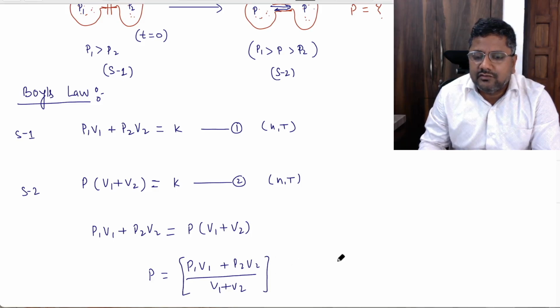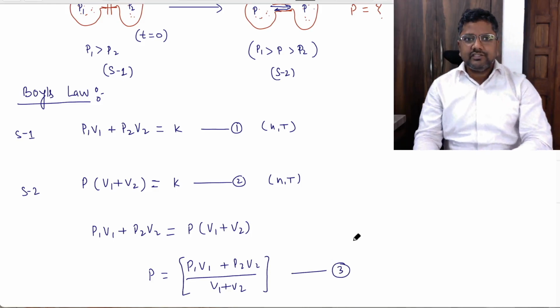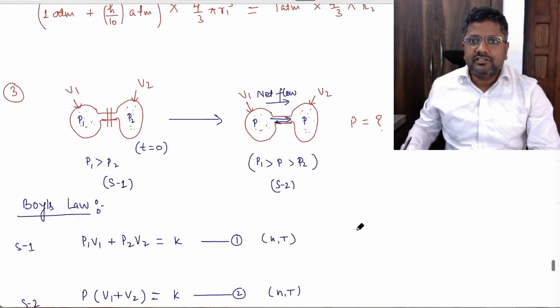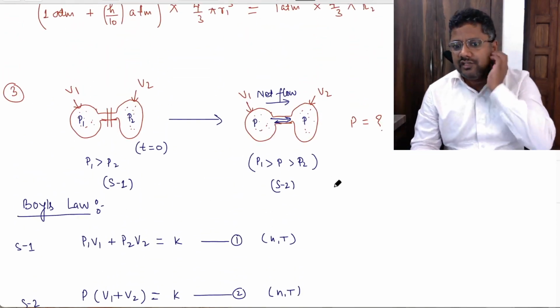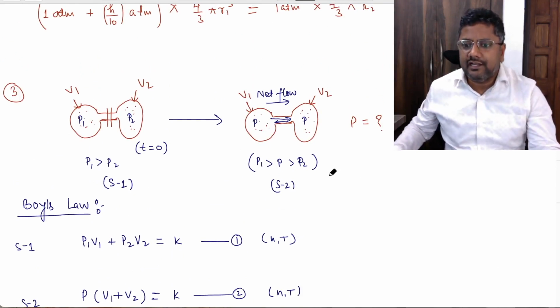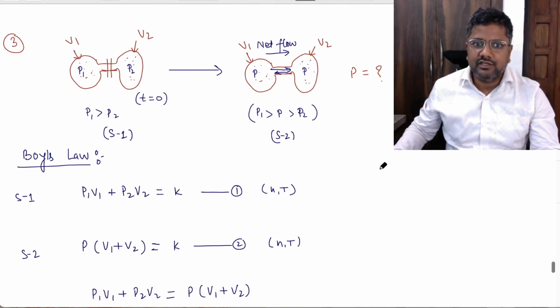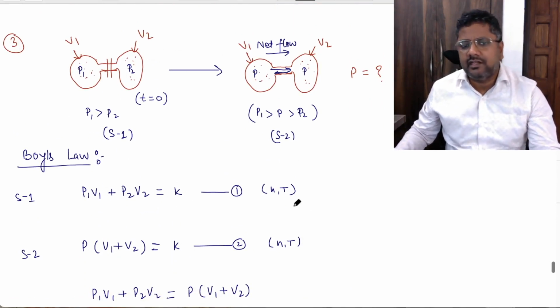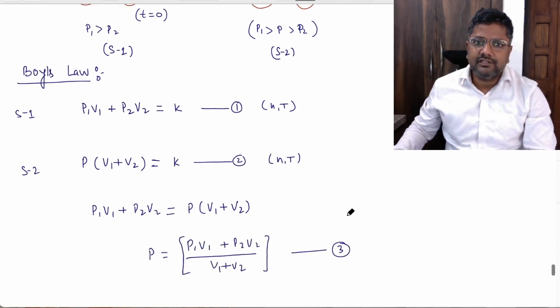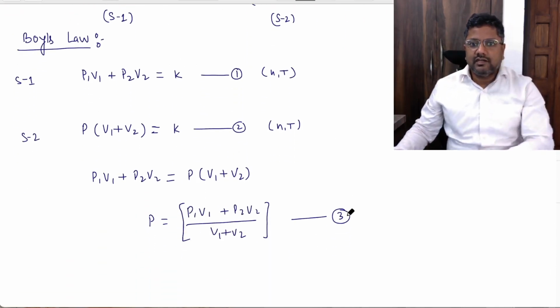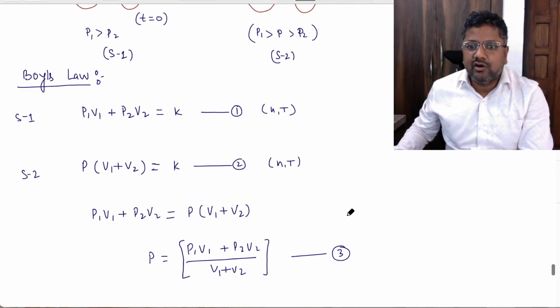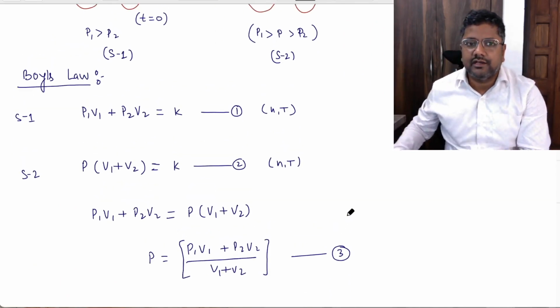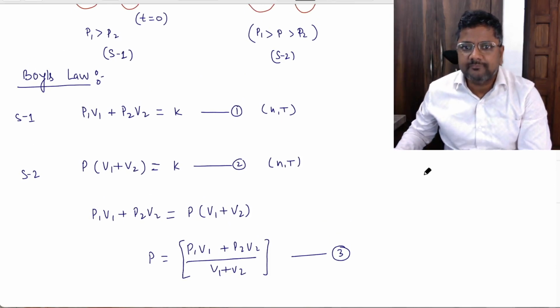So in this way you can calculate the final pressure, right? So this is the third application, calculation of final pressure if N and T are constant. In this way you can use P1 V1 plus P2 V2, and if some other chamber is also there, plus P3 V3, is equal to K, right? So this is the application of Boyle's law. Hopefully it is now clear to everybody, right?